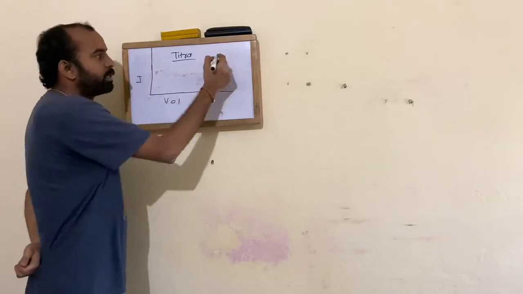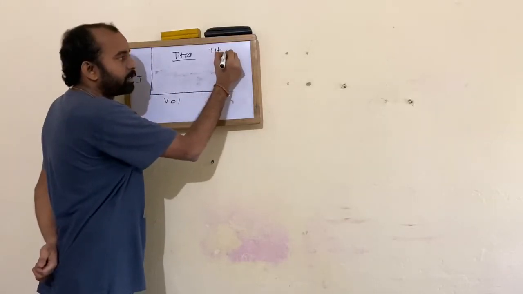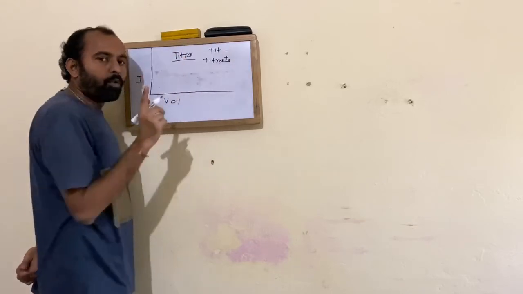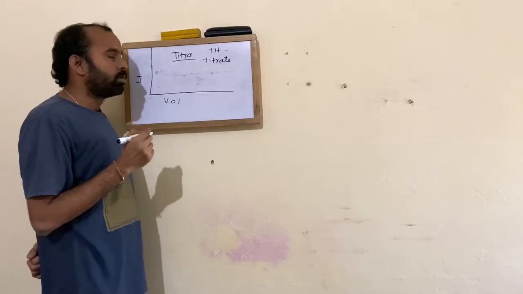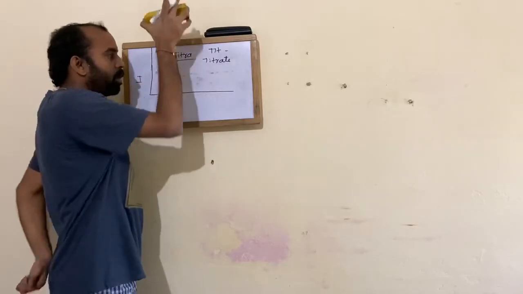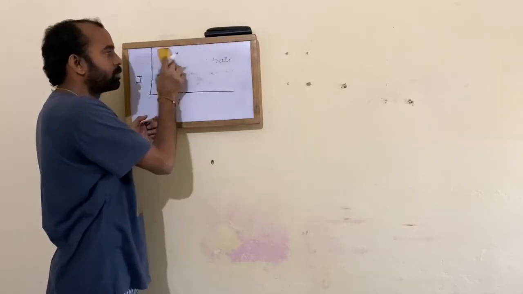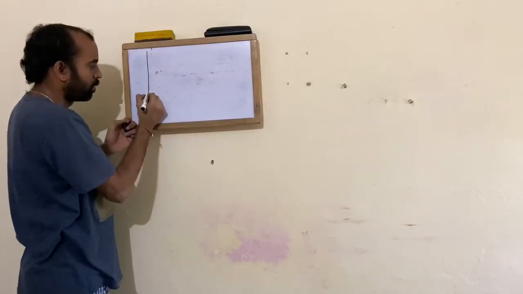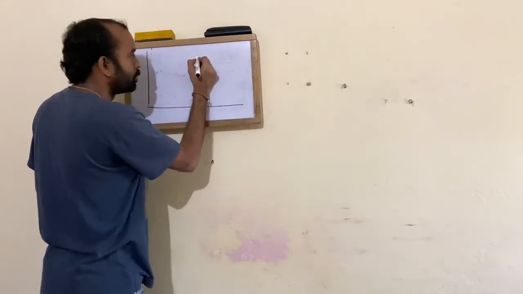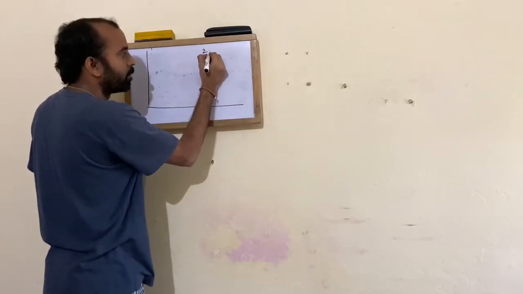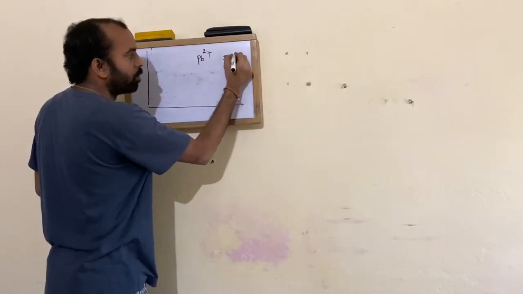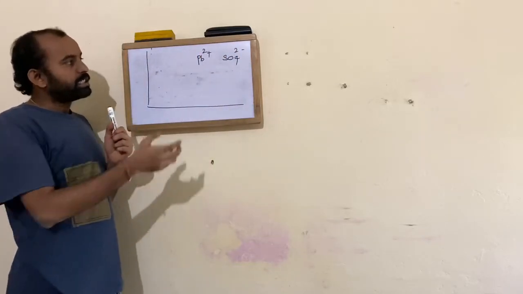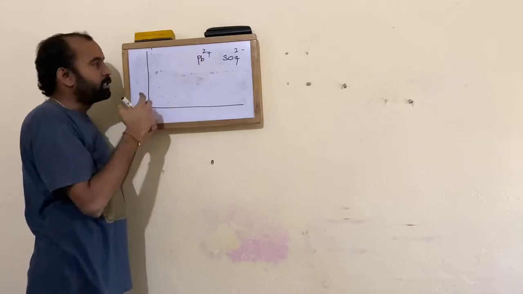Initially, suppose your titrant and titrate are different, and only one species is electroreducible. Let me take an example of lead and sulfate, Pb2+ and SO4 2-. I am taking this as an example. Now initially this is my electroreducible species.